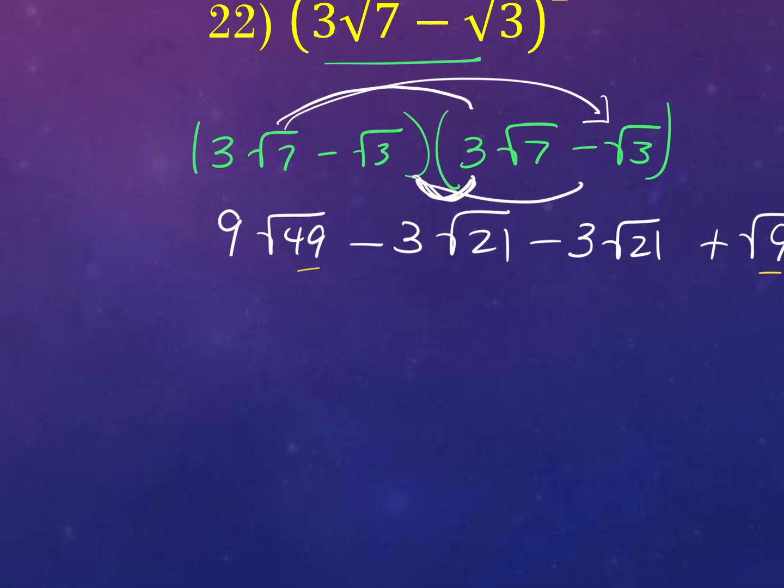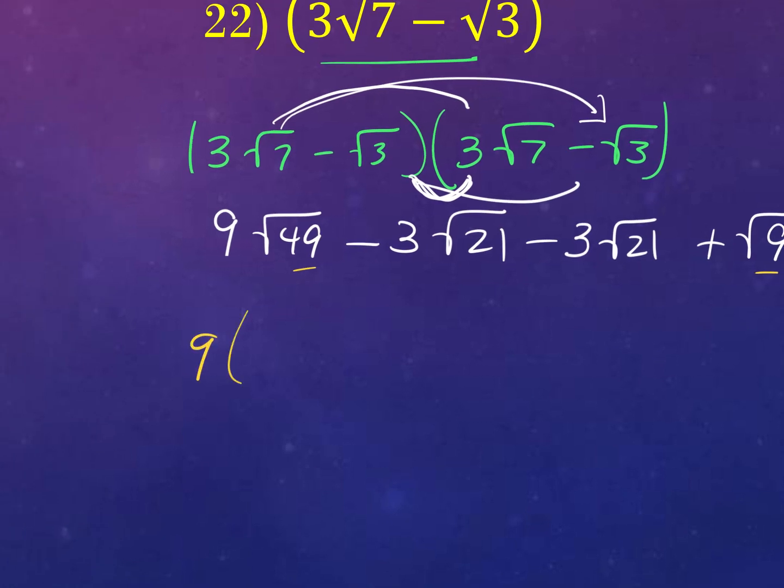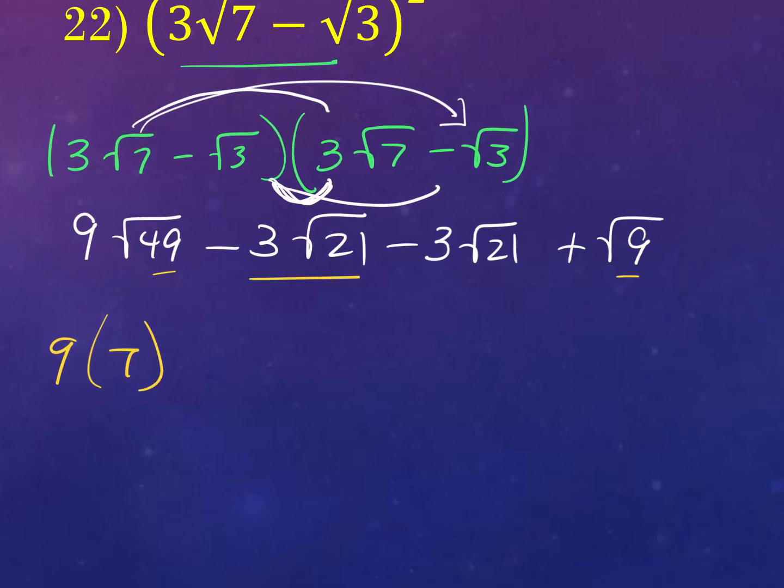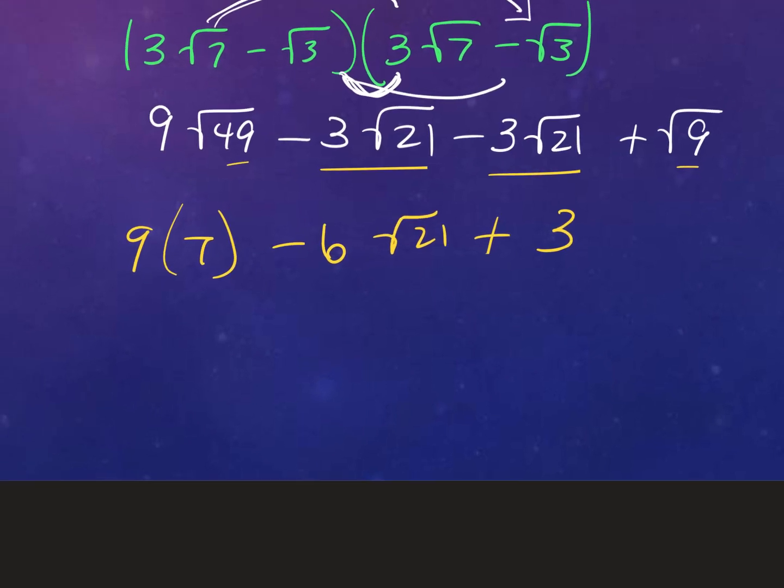So as we simplify here, I have 9 times the square root of 49, which is 7. I have a negative 3 root 21 and another negative 3 root 21. What does that become? No. If they were opposite signs, they'd cancel. But what's negative 3 and negative 3? So minus 6 root 21 plus the square root of 9, which is 3. Can I simplify a little more? Okay, 9 times 7 is 63 minus 6 root 21 plus 3.